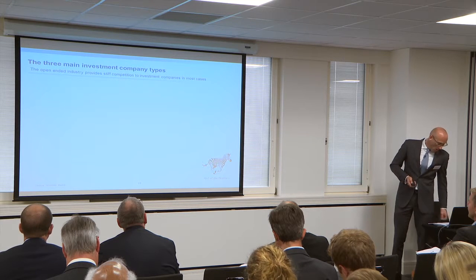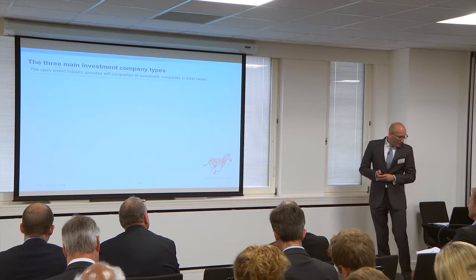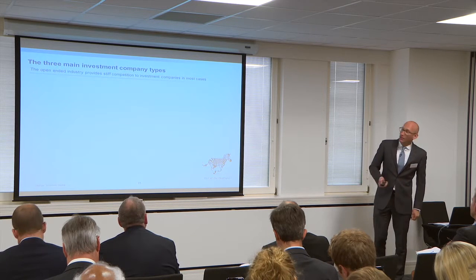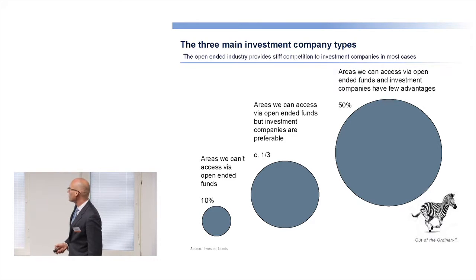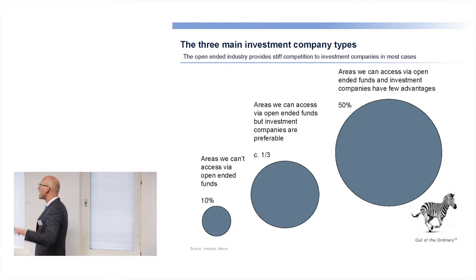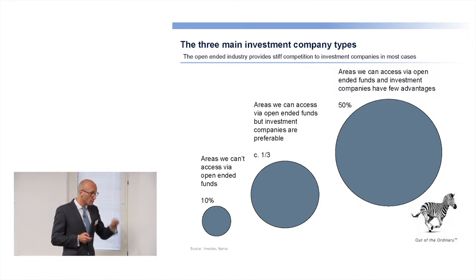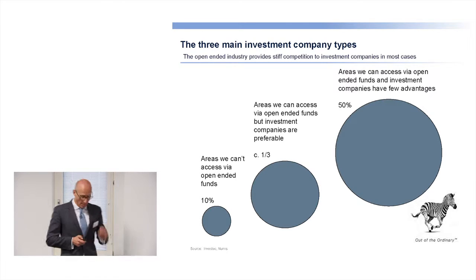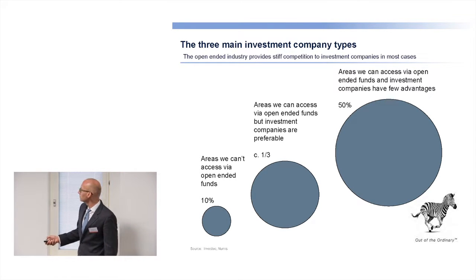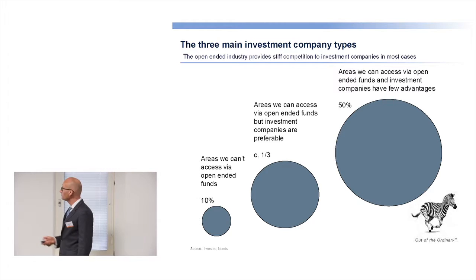Okay. So I said a moment ago that we split the investment company universe into three main categories. The first main category is investment companies which invest in areas that you just cannot access via open-ended funds. Investment companies are the only show in town. That's about 10% of the universe.